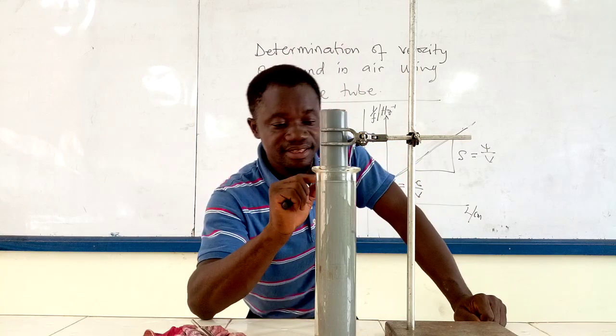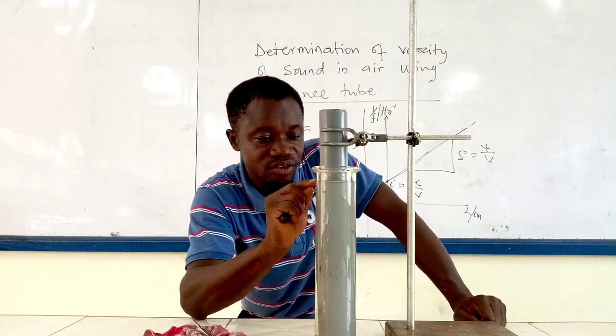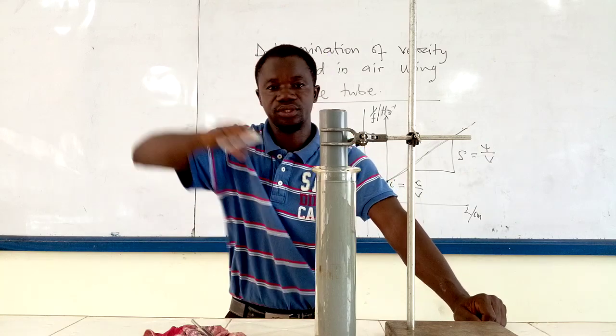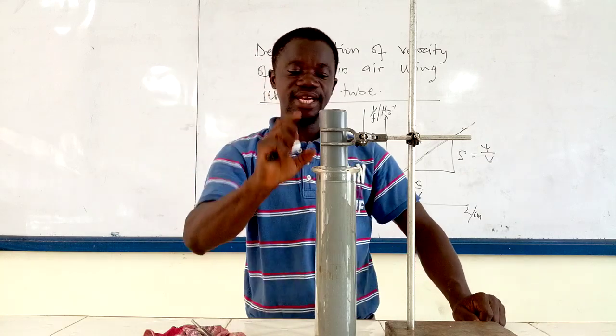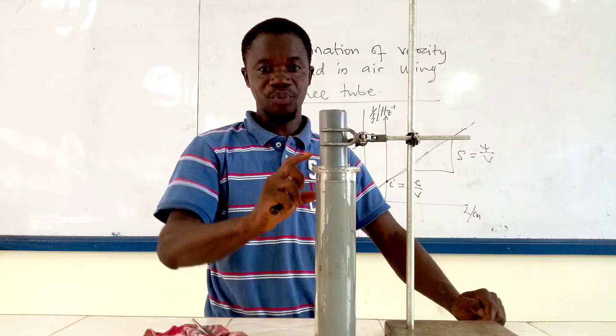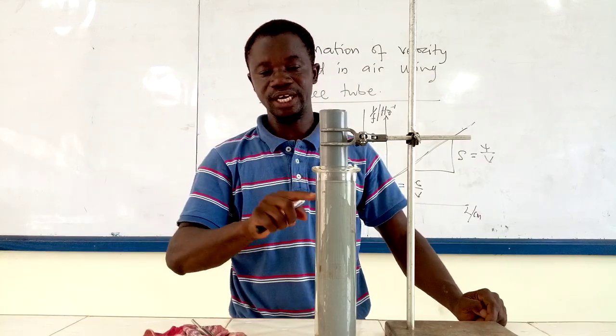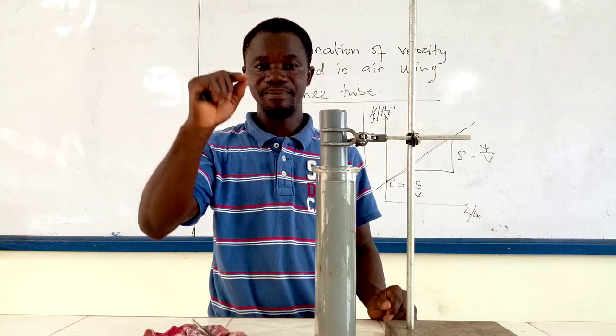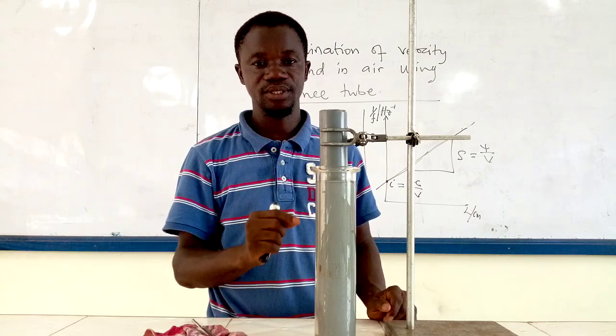Good. The next precaution number 3. In reading the length, make sure you read the length from the meniscus level of the water. Remember, water has a concave meniscus. So when reading the length of the pipe, you read it from the meniscus level. If you read it from the edge of the pipe, you are going to encounter problems.